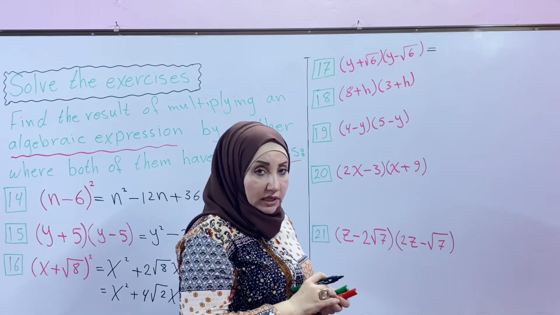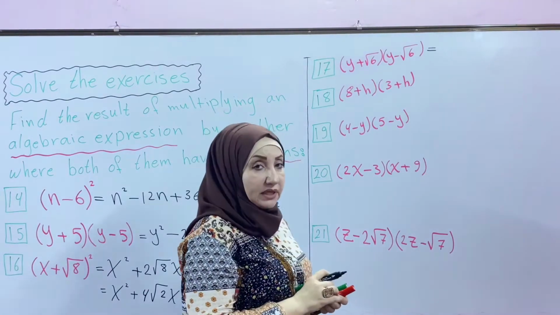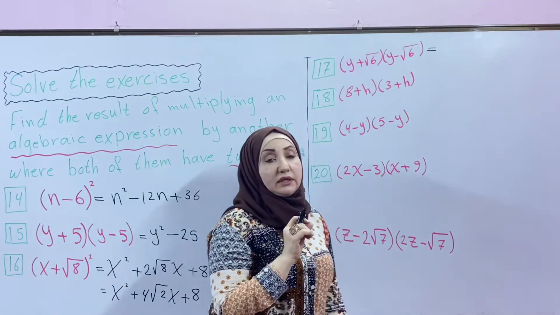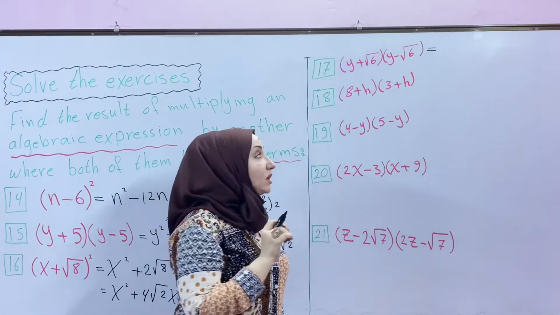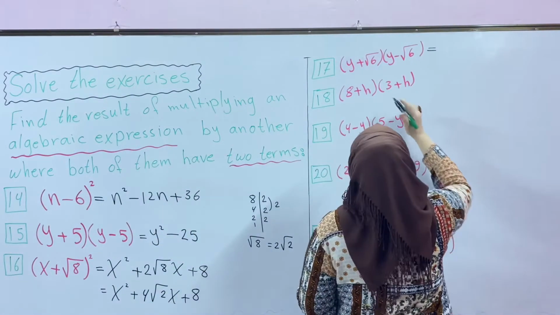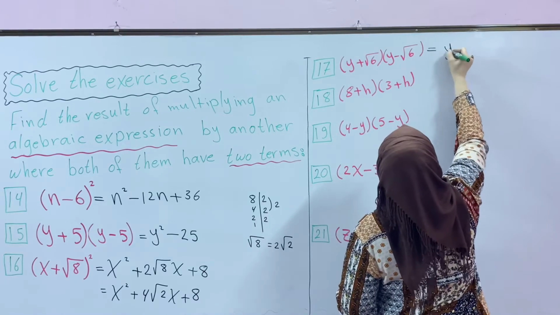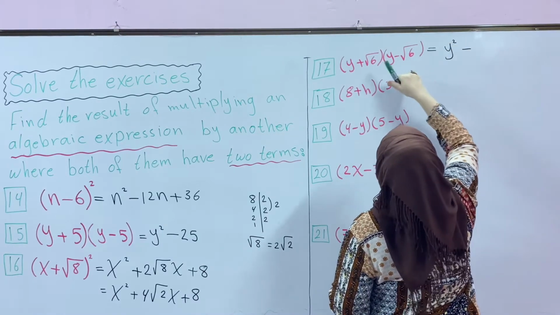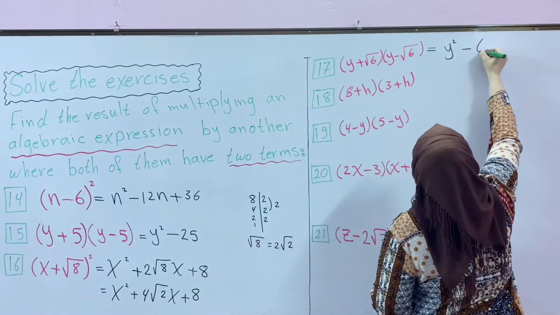The result will be the difference between two squares. So we can write it: the square of the first term minus the square of the second term.